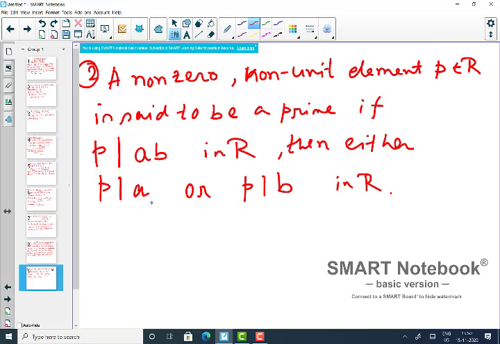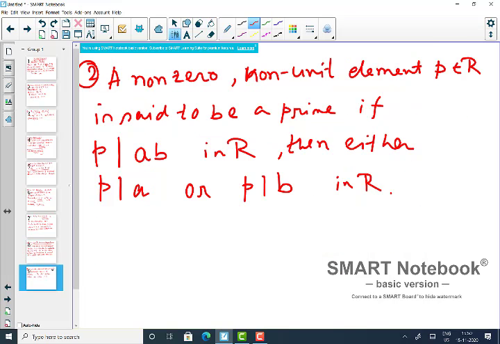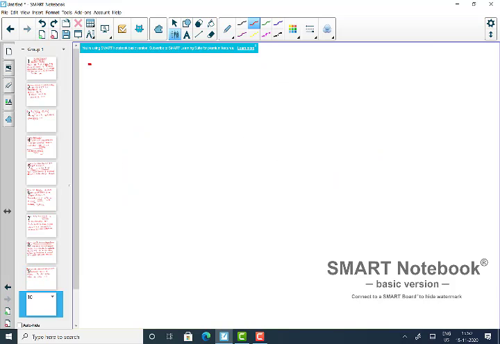See, this was not the natural definition of prime when we learn in school, right? But this is the natural definition. This is the definition of prime. Now you will understand. And the definition you learn is similar to definition number 1. This is actually defined as an irreducible element. Okay, and we require another definition.